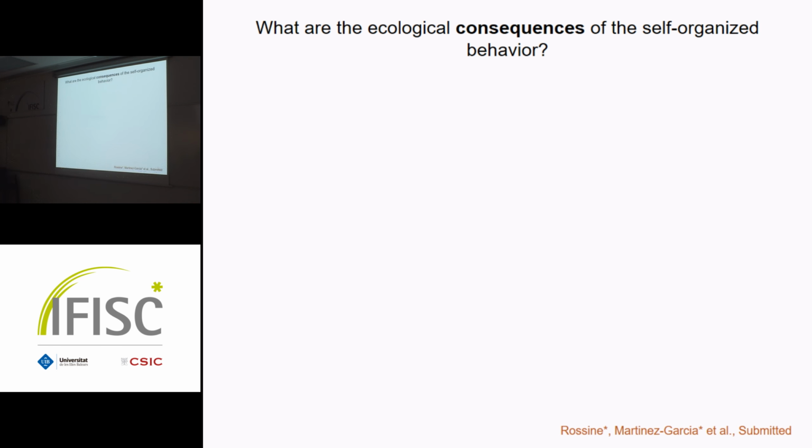So then the next question is, what are the ecological consequences of this behavior? How is this behavior affecting the patterns of biodiversity that we observe in this organism? And actually, this is a very interesting question, especially for this organism, because slime molds are super diverse. Even at very small scales, you have a lot of species coexisting with each other.